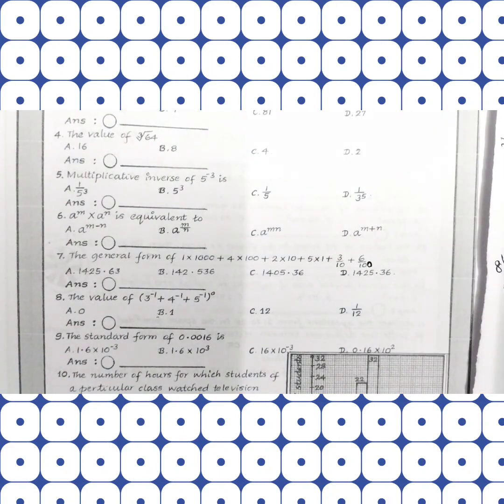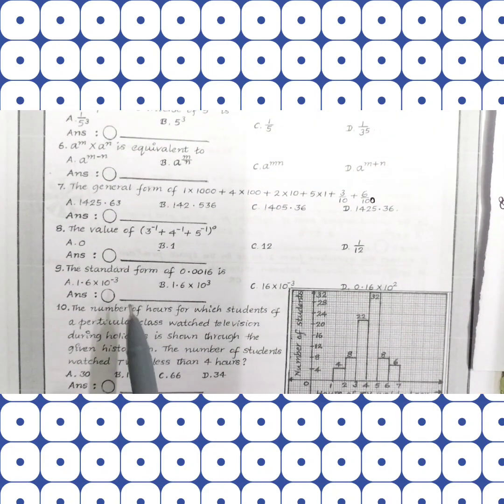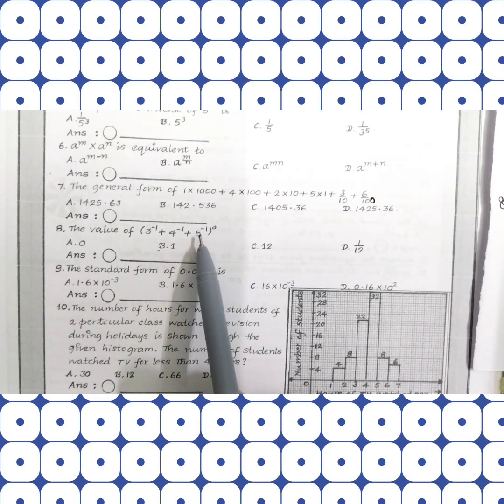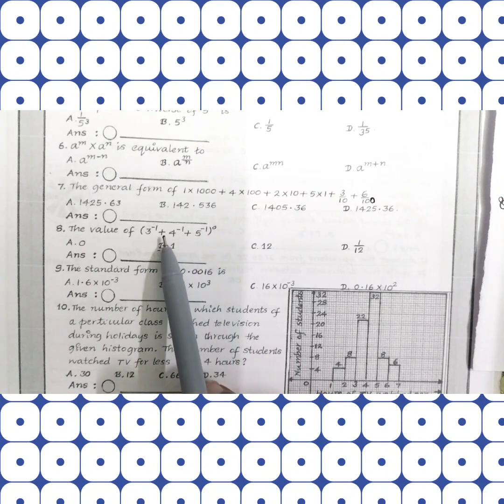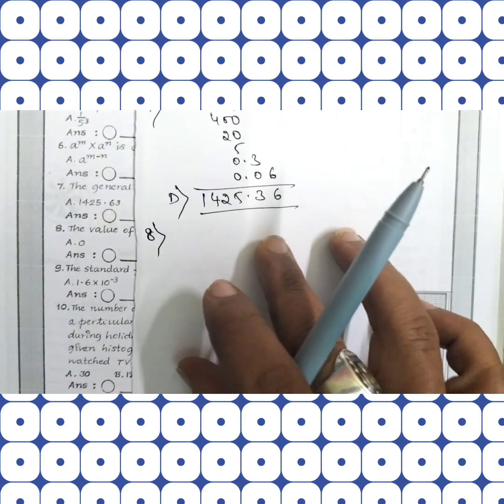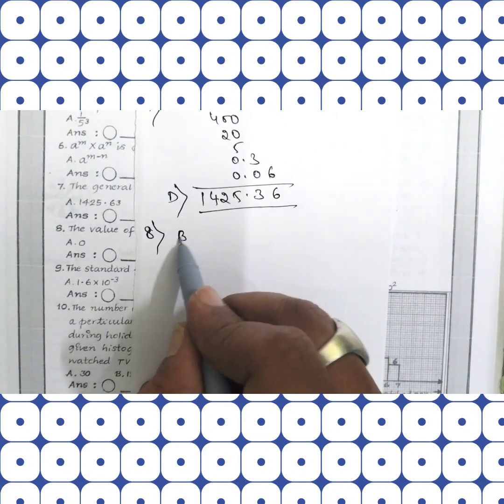Now let us move to the eighth question. The eighth question is the value of (3 to the power of minus 1 plus 4 to the power of minus 1 plus 5 to the power of minus 1) whole to the power of 0. So anything to the power of 0 is 1. Therefore the right answer is option B, 1.